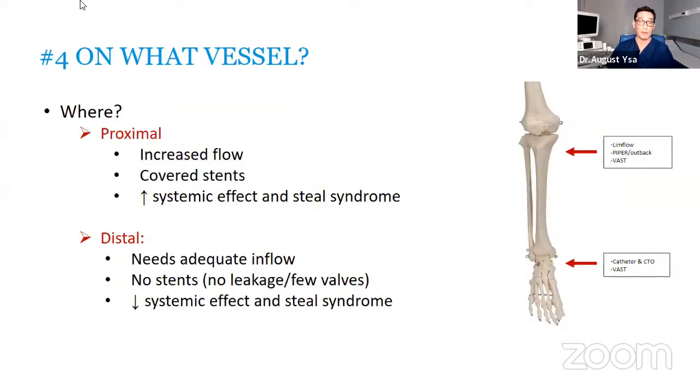If you're thinking about a proximal DVA, you will have increased flow, but you will need some cover stents, and definitely you have an increased systemic effect and increased steal syndrome. Whilst if you are considering a distal DVA, no stents at all. Nevertheless, you will need to ensure that you have a good inflow to keep your DVA patent, and your systemic effect is going to be decreased, and the steal syndrome is also decreased compared with the proximal one.